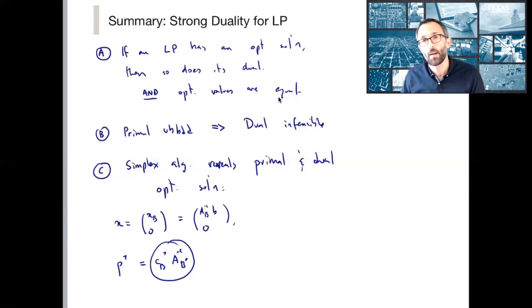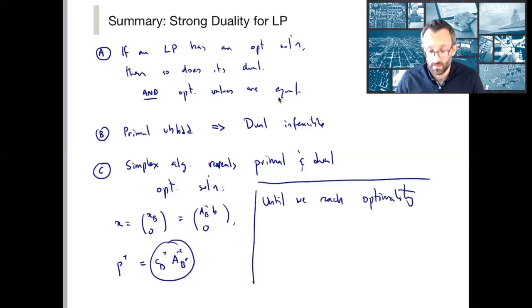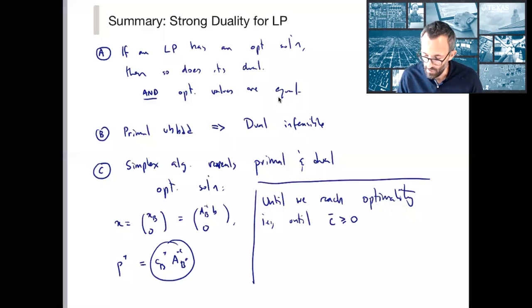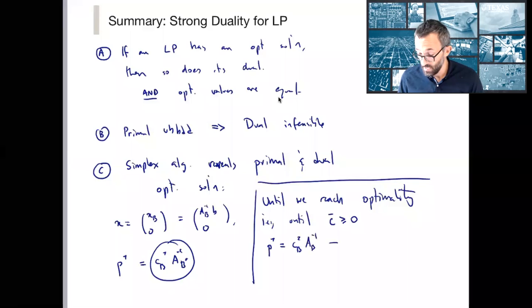Well, until we're optimal, until we reach optimality, namely, until C bar, the reduced costs, are greater than or equal to 0, then what can we say about P transpose, which is equal to CB transpose AB inverse? Well, it is infeasible. It's dual infeasible.